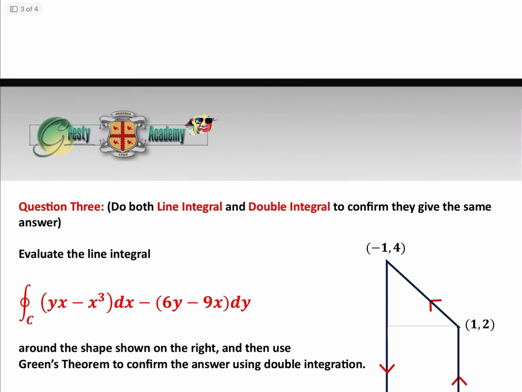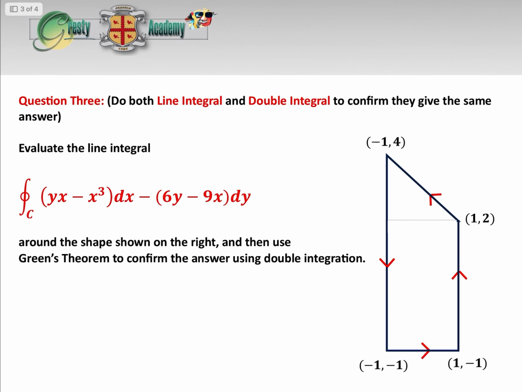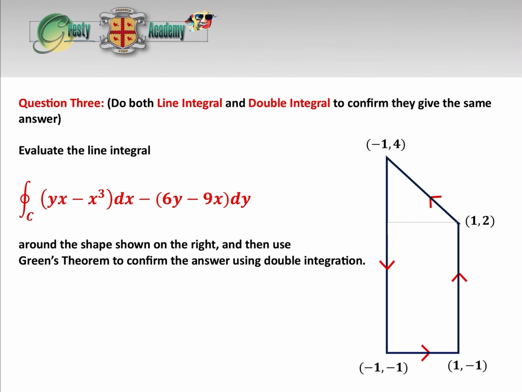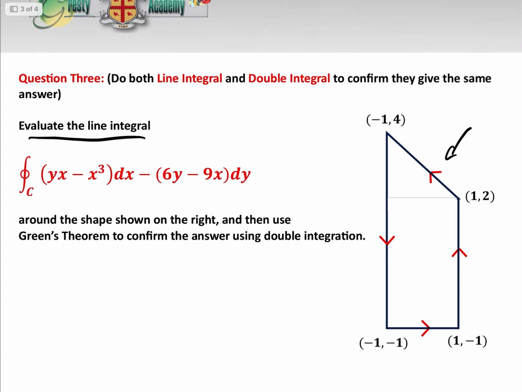Now the third type of question is this type here. Basically they're asking us to do both the line integral and the double integral. They're asking us to evaluate the line integral around this shape here, and then use Green's theorem to confirm it using double integration. So we have to do both the line integral and double integration. This is actually going to be a little bit of a long question. Okay, so let's get going.